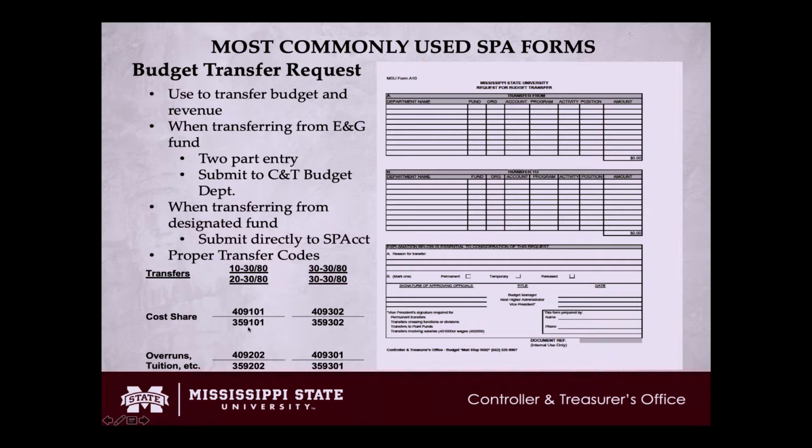It is. If you are not covering cost share, then the account codes that you use would be 409202 and 359202. And that's the account code you use for overruns, covering tuitions, or any other unallowable charges that the department is responsible for. If you have any questions about this, please contact us.